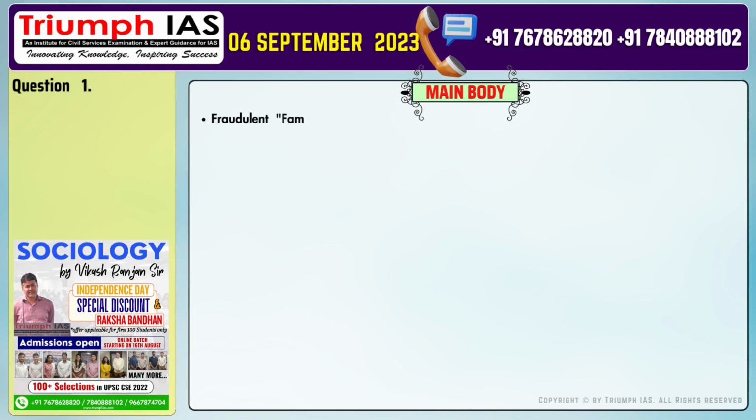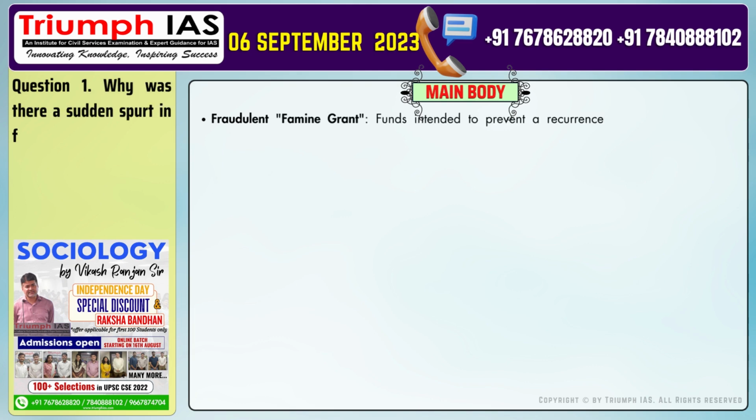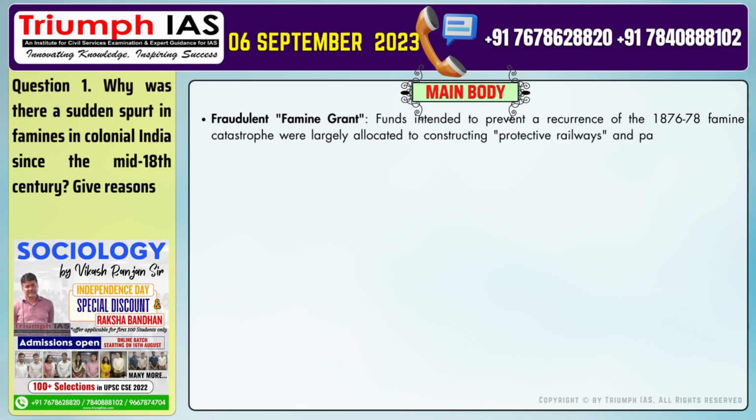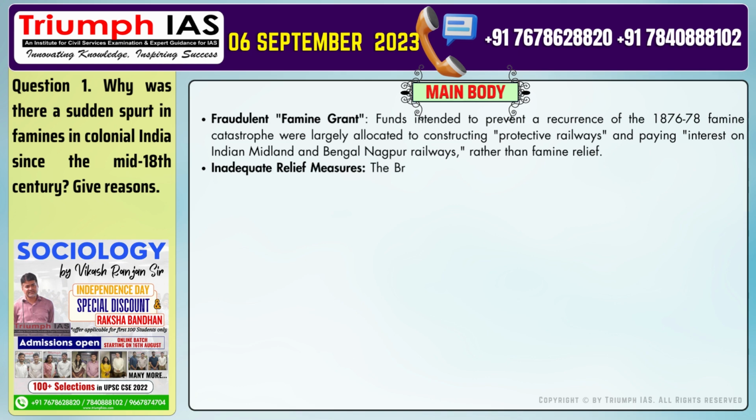Number 8. Fraudulent famine grant. Funds intended to prevent a recurrence of the 1876 to 1878 famine catastrophe were largely allocated to constructing protective railways and paying interest on Indian Midland and Bengal Nagpur railways, rather than famine relief. Number 9. Inadequate relief measures. The British famine codes were inadequately implemented to provide relief to the afflicted population.